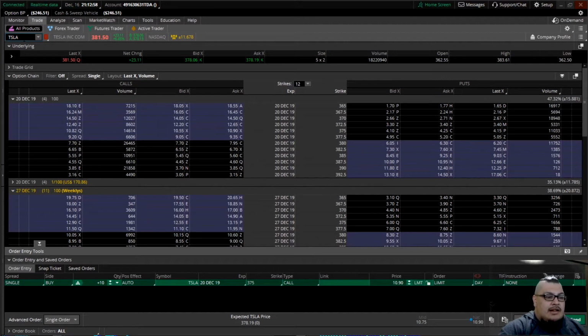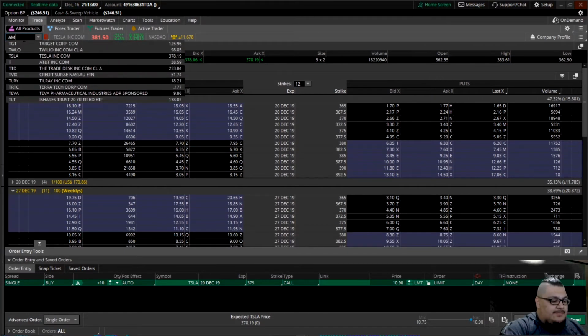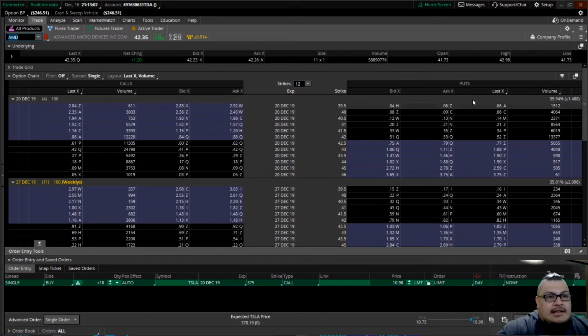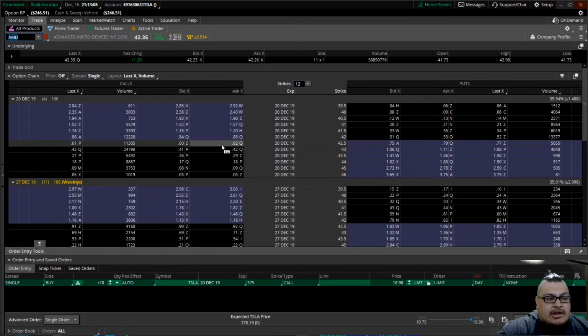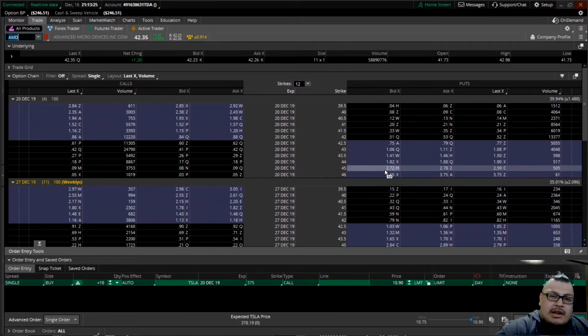If you come over, for our example on AMD, it has a lower implied volatility, so these premiums are a lot less expensive. Look over on the call side, we're looking at 60 cents per contract, 62 cents, 75 cents on the put side. So you can see how implied volatility directly affects the pricing of the premiums. So that's pretty much it as far as implied volatility.